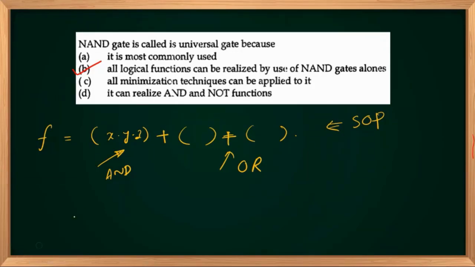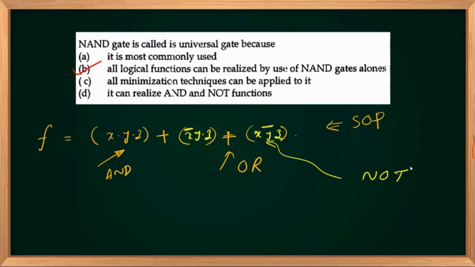Sometimes in the variables, you may have a complement also, right? Complement also may come. So to implement that complement operation, we require which gate? NOT gate, right? NOT, AND, and OR gates are more than enough to implement any Boolean function, because all Boolean functions can be written in this form, SOP form.